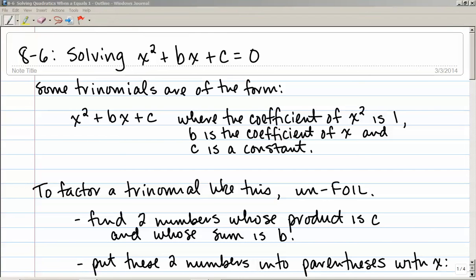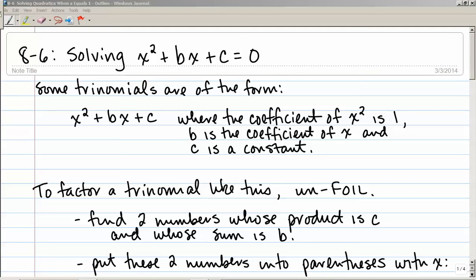Section 8.6 is on solving equations of the form x squared plus bx plus c equals 0. Now some trinomials do come in this form, x squared plus bx plus c, where the coefficient of x squared is 1, the coefficient of x is b, and c is a constant. In other words, c is just a number on the end there that doesn't have a variable after it.